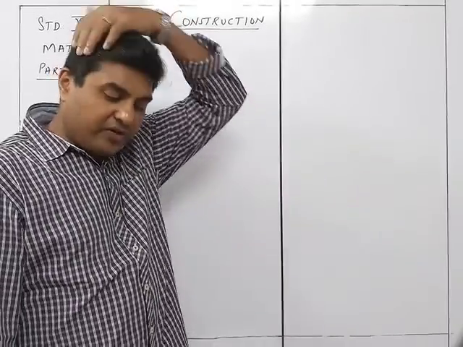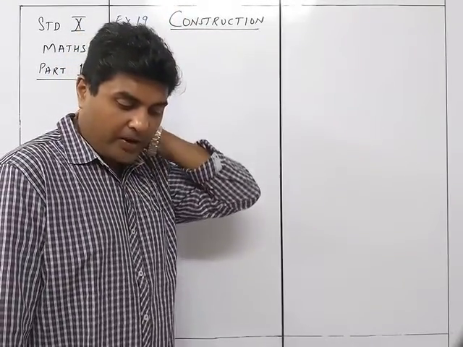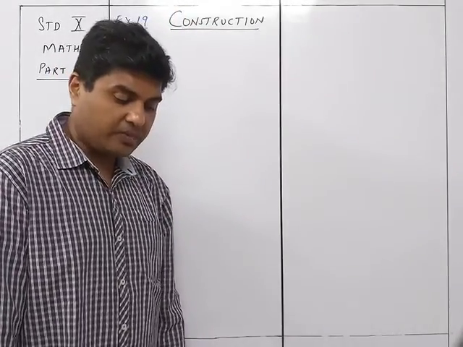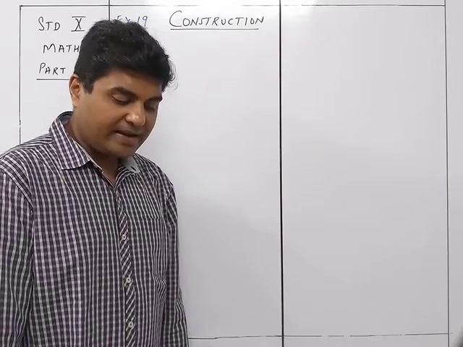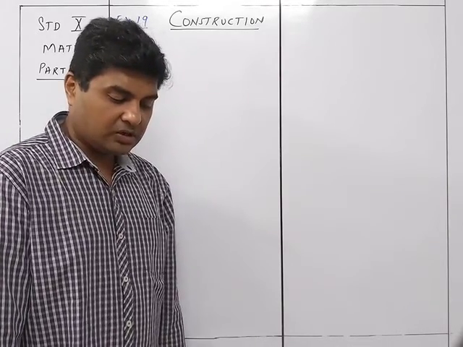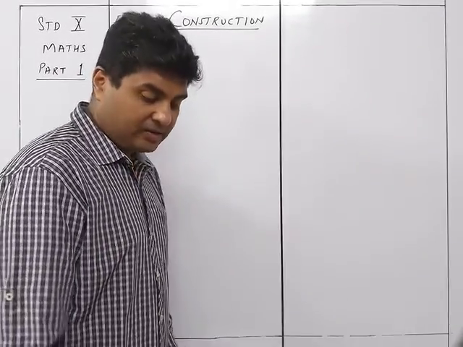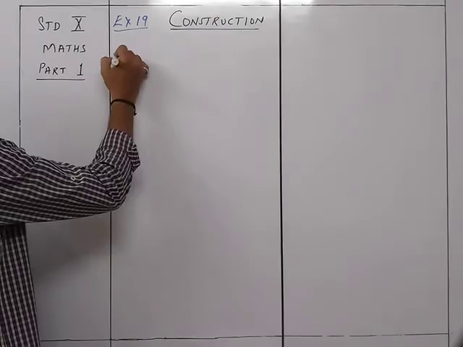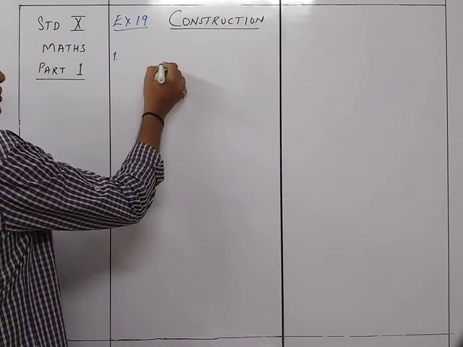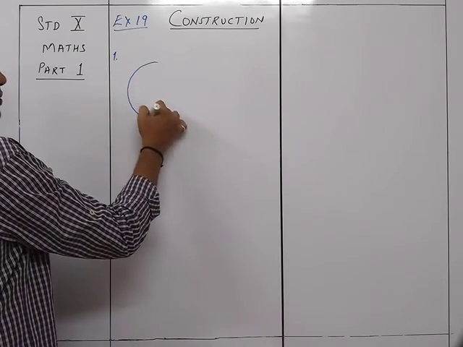Draw a circle of radius 3 centimeters. Mark a point P at a distance 5 centimeters from the center of the circle. Draw two tangents PA and PB to the given circle and measure the length of the tangents. Very easy. So as I said, what is a circle? We have over here the circle of radius 3 centimeters. So taking the radius of 3 centimeters, you are going to draw a circle like this.